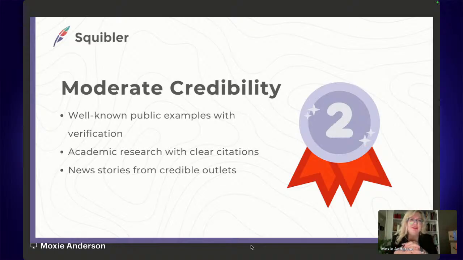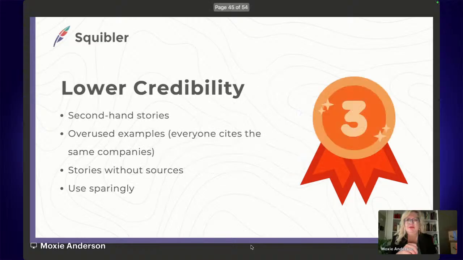Academic research with clear citations is also credible, and news stories from credible outlets can lend moderate credibility to your writing as well. Your lower credibility sources are going to be secondhand stories. This doesn't mean you can't include them. It just means these are not as powerful in all cases as including data and research as well.